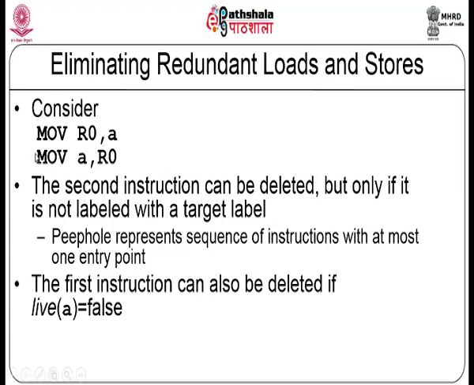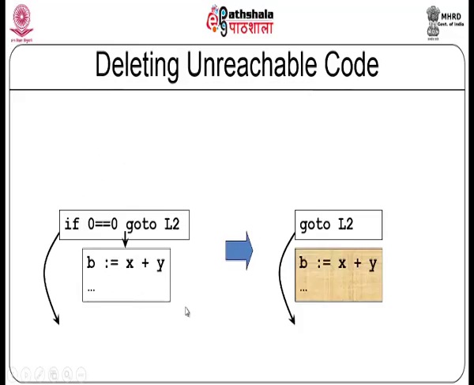Definitely you can get rid of these instructions if they are not the target of a conditional or unconditional jump, and we can get rid of this also if A is not going to be live later. Now, the second one is deleting unreachable code. For example, here this is done at the intermediate code level. So, for example, you have if 0 double equal to 0, go to L2.